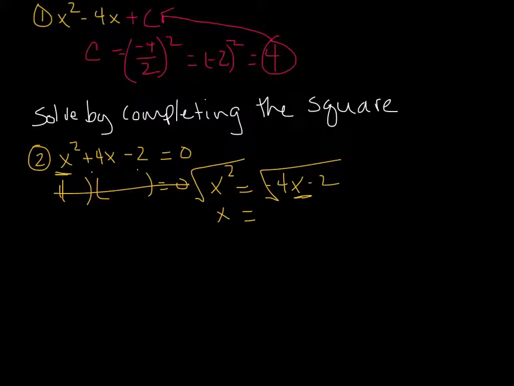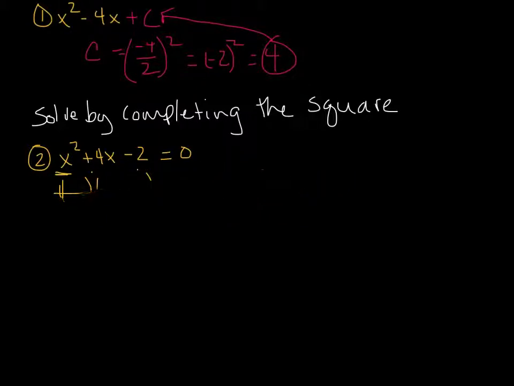And so factoring is great when it works. Square rooting is great when it works, but what do I do when it doesn't? And completing the square is another option. And so here's how it works. The first thing I'm going to do is I'm going to add 2 to both sides of this. And when I do that, this will be the result.